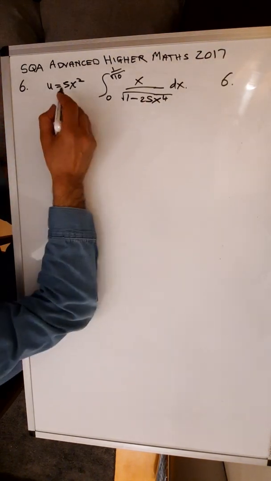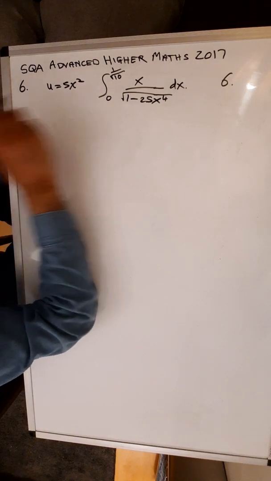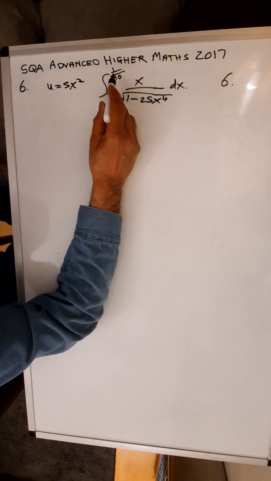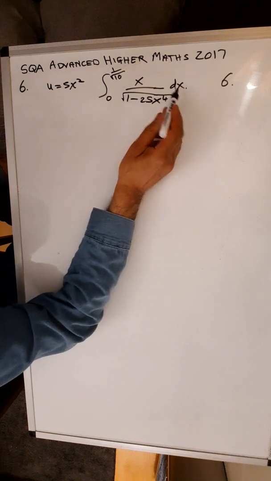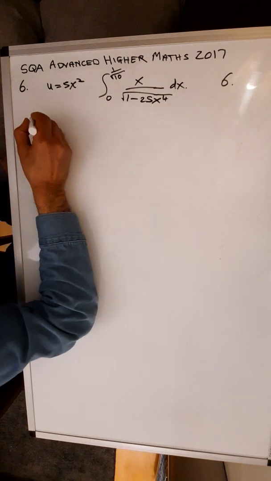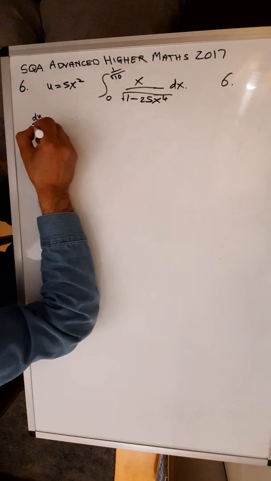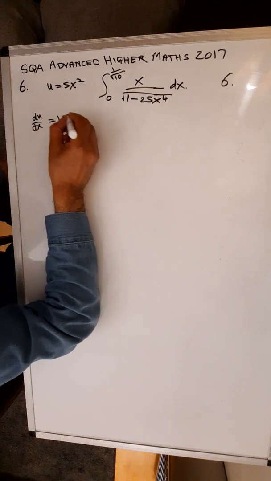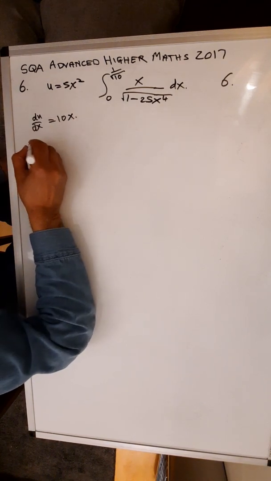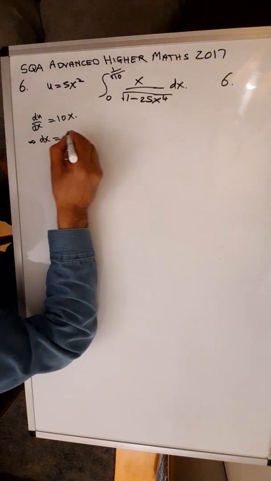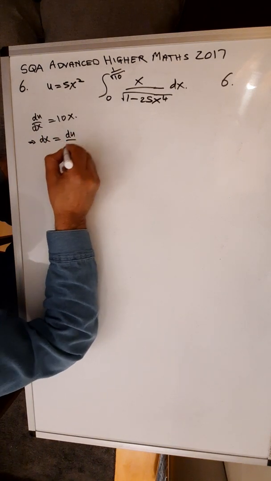Okay, so your differential is what you're going to use. You're going to replace all of the 0, the 1 over root 10 and the dx here. So du by dx is equal to 10x, which means that dx is equal to du over 10x.